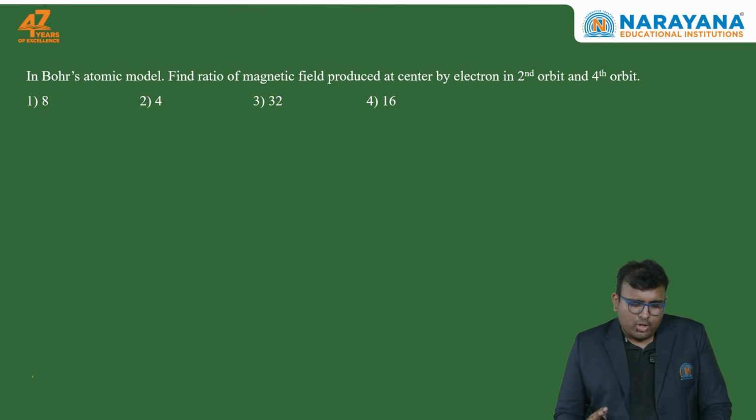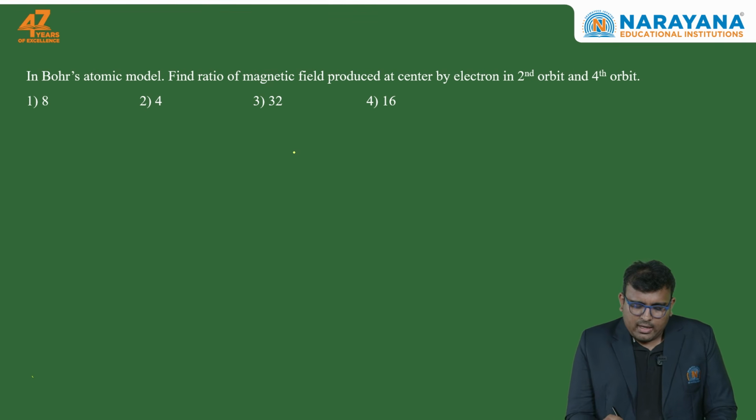They said that in a Bohr atomic model, find the ratio of magnetic field produced at the center by electron in the second and the fourth orbit. Now we know that I can be written as Q into f, so I is proportional to frequency, and frequency is proportional to 1 by n cube.